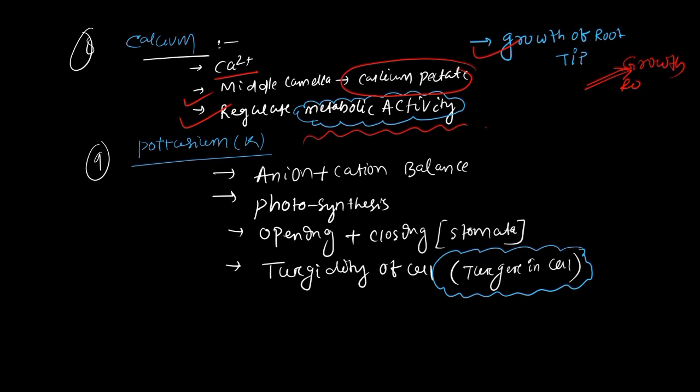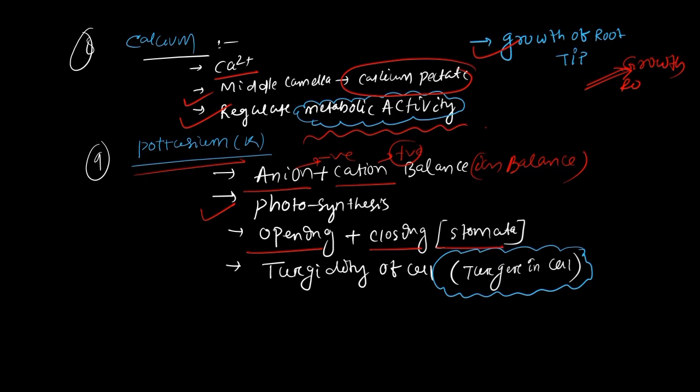Next is potassium. So what is the function of potassium? Potassium balances anions and cations. Anion means negative and cation means positive ion. This is the function of ion balance. It also helps in photosynthesis. The major function of potassium is the opening and closing of stomata. Another importance of potassium is that it gives turgidity, or turgor, in the cell.